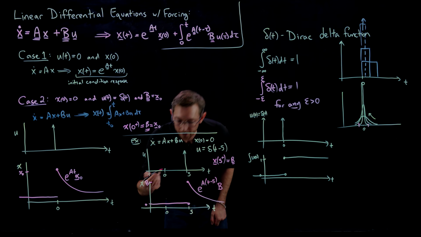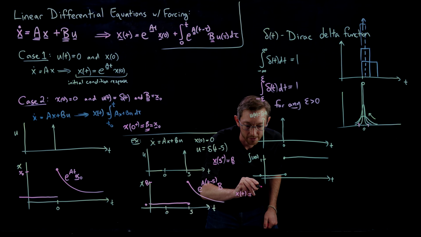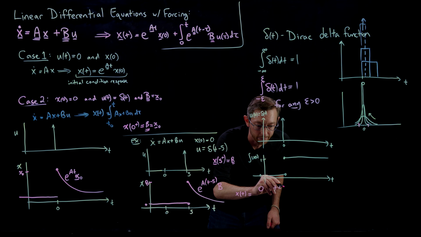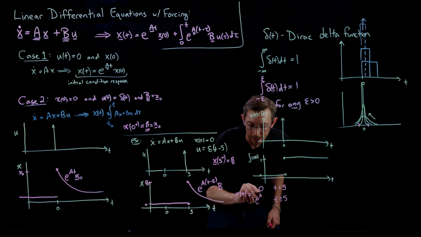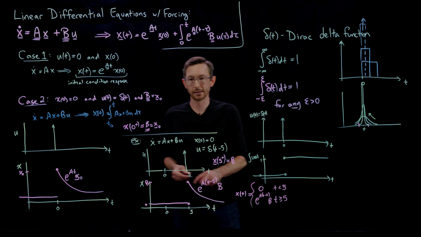So you can literally say x of t equals 0 for t less than 5, and for t greater than or equal to 5, it equals e to the A times (t minus 5) times b. That's the solution of my system. Okay?